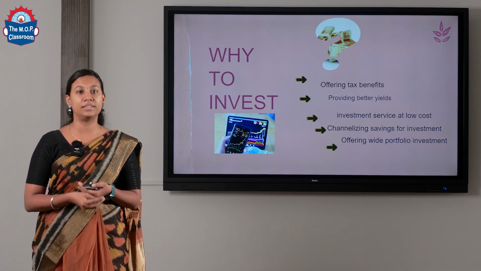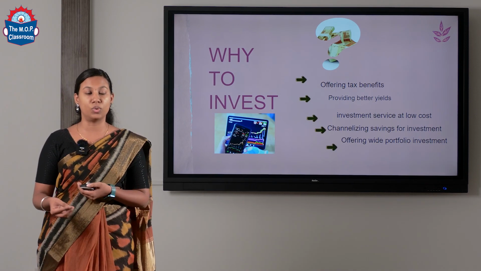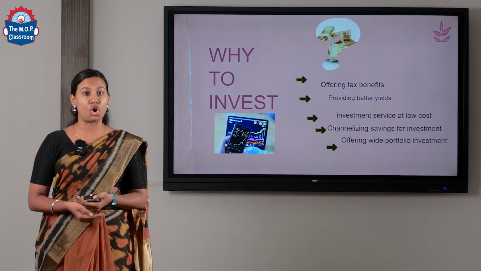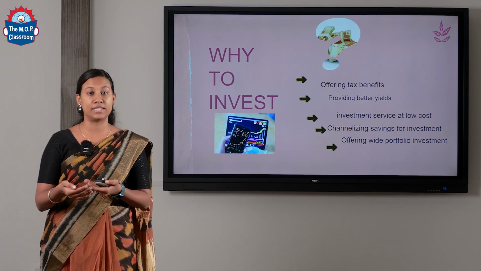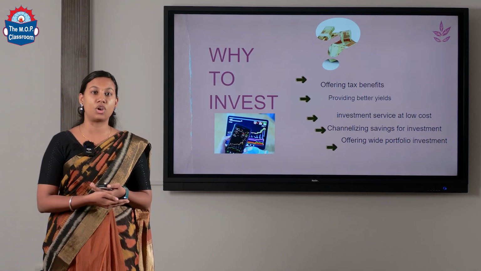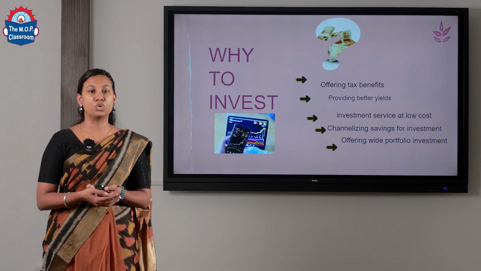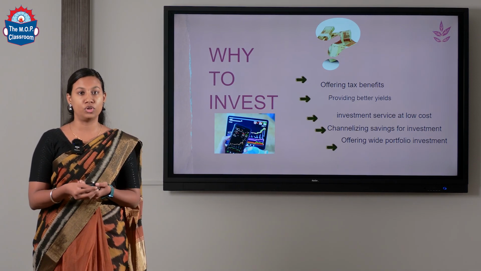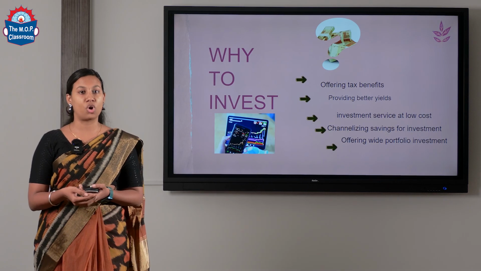Portfolio is nothing but the various investments that you are doing in various avenues, maybe stocks, deposits, securities, debentures, the bond market. So there are a lot of investment avenues. This mutual fund is also one portfolio investment where you can park your amount.